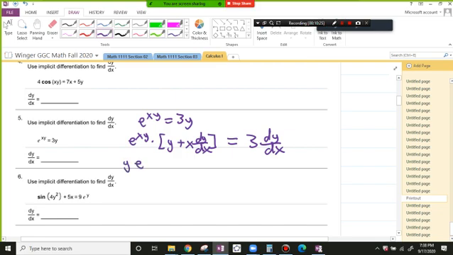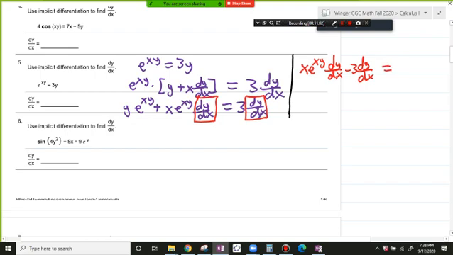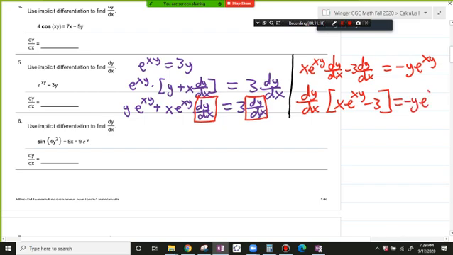We'll distribute again: y e to the xy plus x e to the xy dy/dx equals 3 dy/dx. We'll get them all on one side, factor out, and divide. So then you're going to have x e to the xy dy/dx minus 3 dy/dx equals negative y e to the xy. So then dy/dx times (x e to the xy minus 3) equals negative y e to the xy.